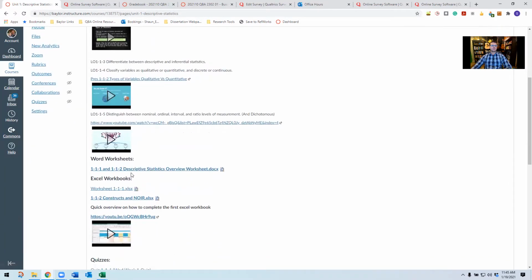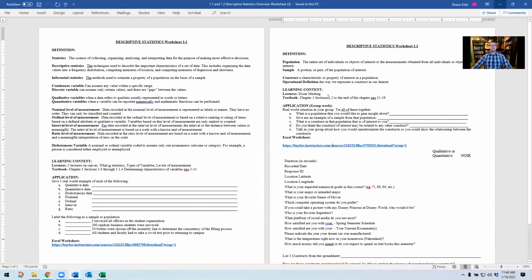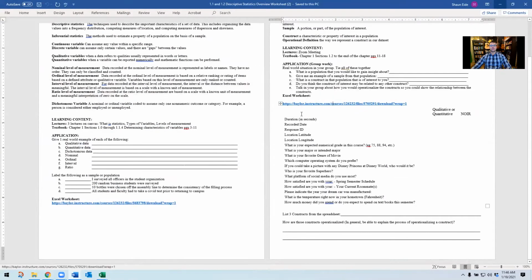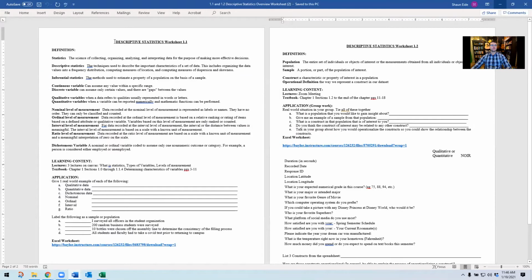Then coming down here, you've got the 1-1-1 and 1-1-2 descriptive statistics overview worksheet. For every single week, I give you one worksheet, but it's split between two parts. Some worksheets might only be 2 pages, some might be longer than that. Just be aware that it is one file, and you're going to be able to download that one file and complete it.